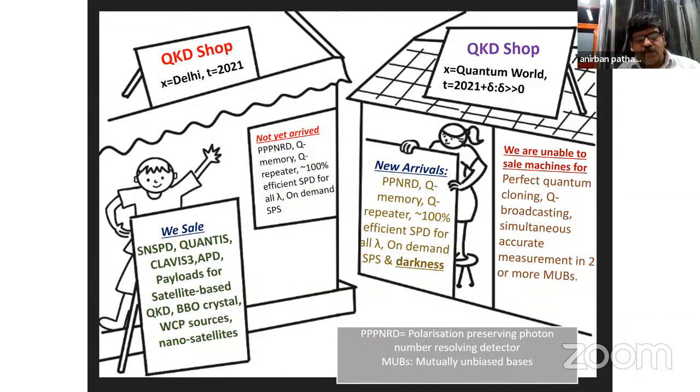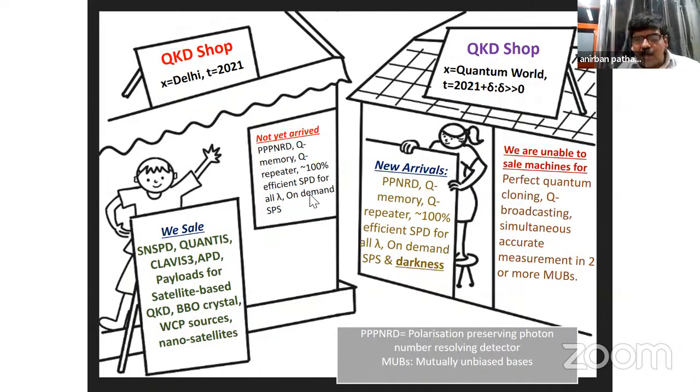Single photon nanowire, superconducting nanowire single photon detector. Quantities we have shown in the beginning. Avalanche photodiodes, payloads for satellite. But what we don't have is a photon number detector, which does not destroy the polarizations. Quantum repeater is not available.